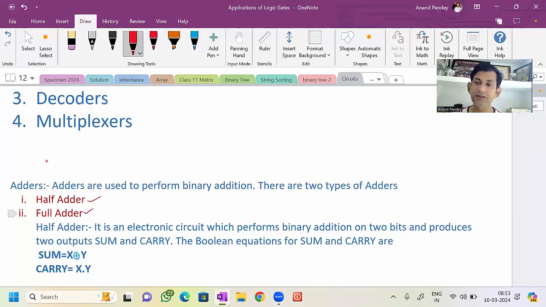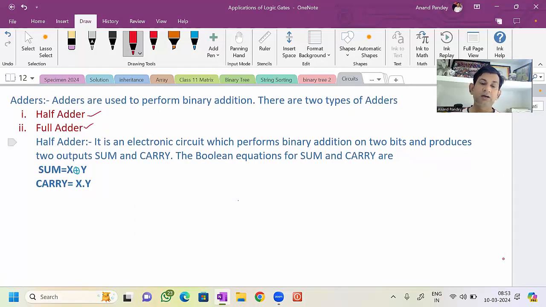If you have the question, what is the difference between half adder and full adder, you can write like this. The half adder is an electronic circuit which performs binary addition on 2 bits, and full adder is an electronic circuit which performs binary addition on 3 bits. This is the difference between half adder and full adder. So if you're getting such a question, you can write the difference. Now I'm going to discuss half adder.